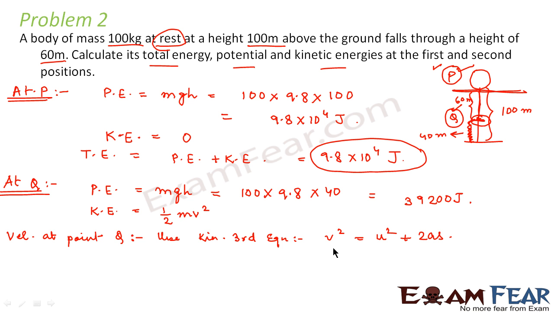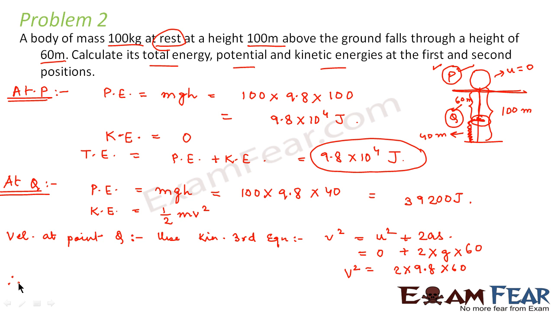So in this case, we want to calculate v square. What is u? u will be 0 because initially the object was at rest. So this is 0. This is 2. What is a? a will be nothing but g. And what is s? s is the distance it traveled. It traveled a distance of 60 meters to travel from P to Q. So this will be 60. So this will be 2 into 9.8 into 60. Right? Now we will use this value of v square in kinetic energy.